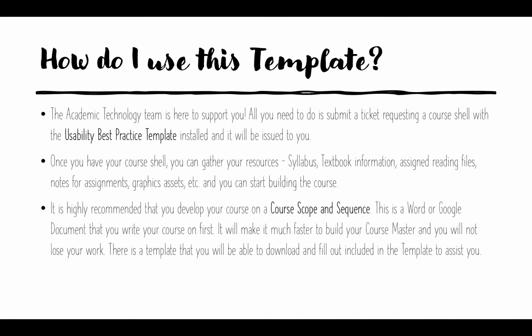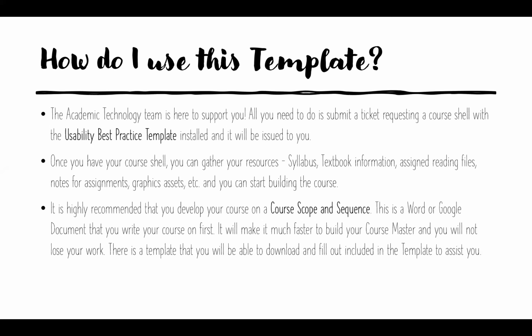All right. So if you're wondering how to get a hold of the template, all you need to do is submit a ticket. And when you submit that ticket, just make sure that you're requesting a course shell and asking to have the usability best practice template installed in it. Once you get that course shell, you're going to want to gather all of the resources that you need for your course: your syllabus, your textbook information, any notes on assignments that you want to build, any pictures that you want to put in the course, stuff like that.